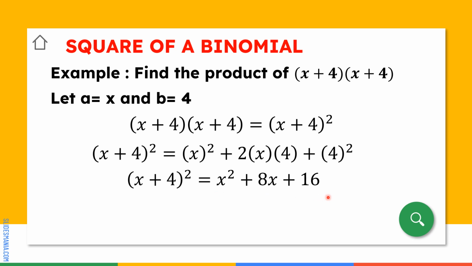As you can see, the signs depend on the sign or signs of the terms. So be careful when dealing with terms. Always apply the rules in multiplying integers.